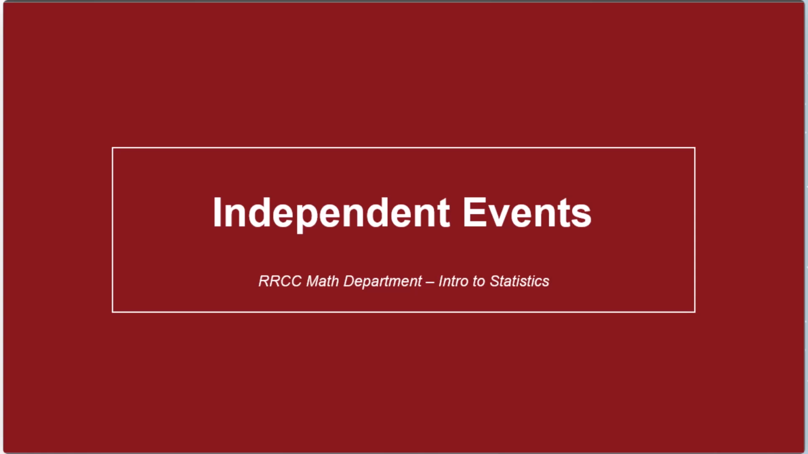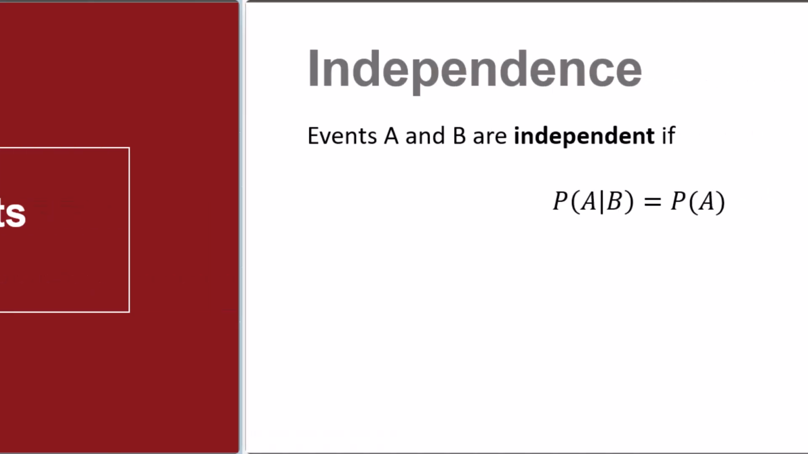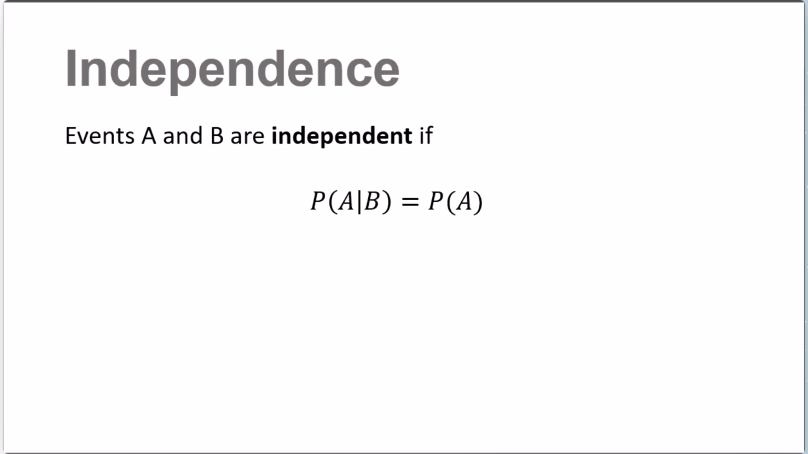Everyone, in this video we're going to look at independent events. So here's our definition. Events A and B are called independent if, and here's our probability notation, the conditional probability of A given B is just equal to the probability of A. So what this is saying is that this condition, the given B portion here, doesn't make any difference. Whether or not B happens, it has no effect on the probability of A.